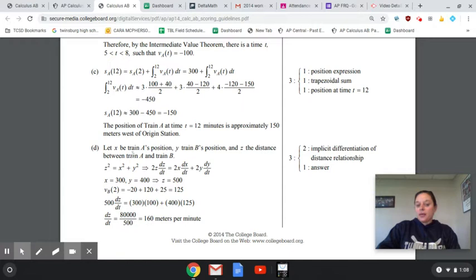I'm not sure how picky they would be with these top parts. My guess is if you took the derivative of the a squared plus b squared equals c squared but didn't know what to do with it, you probably get 1 point. If you were able to start putting values in for your a and your b and your derivatives, that's where you're going to get your second point, and then your last point is for your final answer.